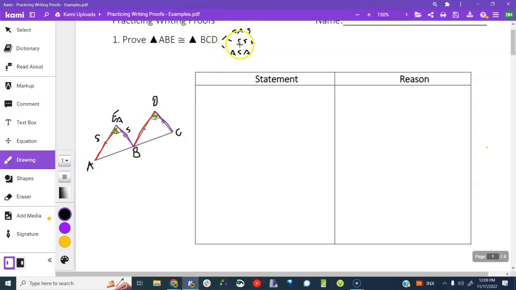Side, angle, angle, side. So you already kind of know it's triangle congruent to triangle. Now, if it had another congruency, then you might use CPCTC or something. But it definitely helps to have that. So you just start off by saying, what is it? AE is congruent to BD.